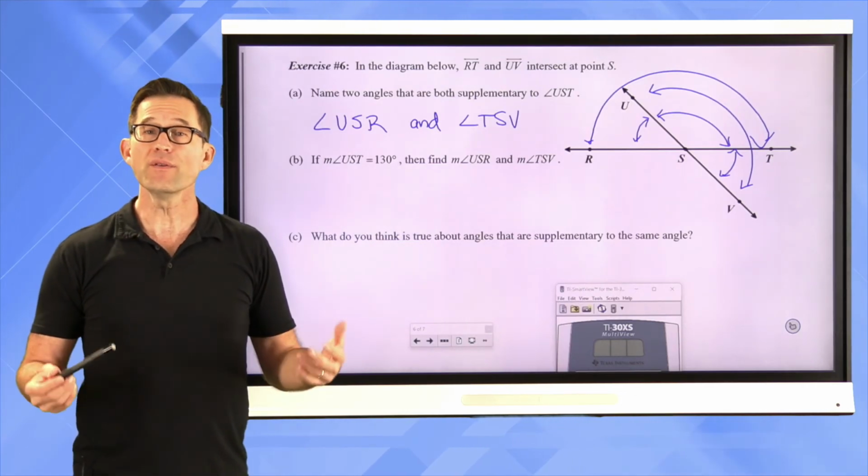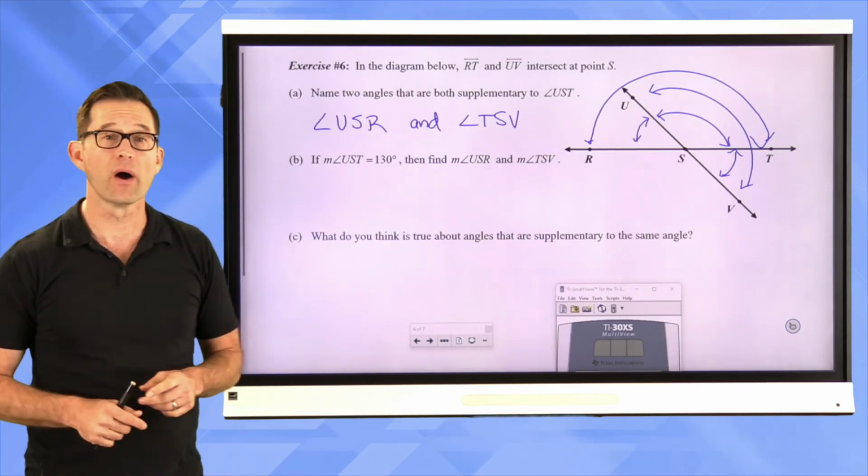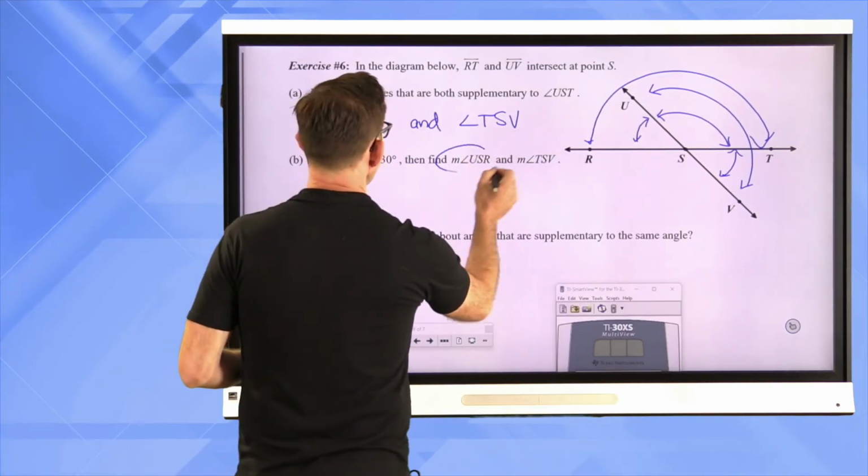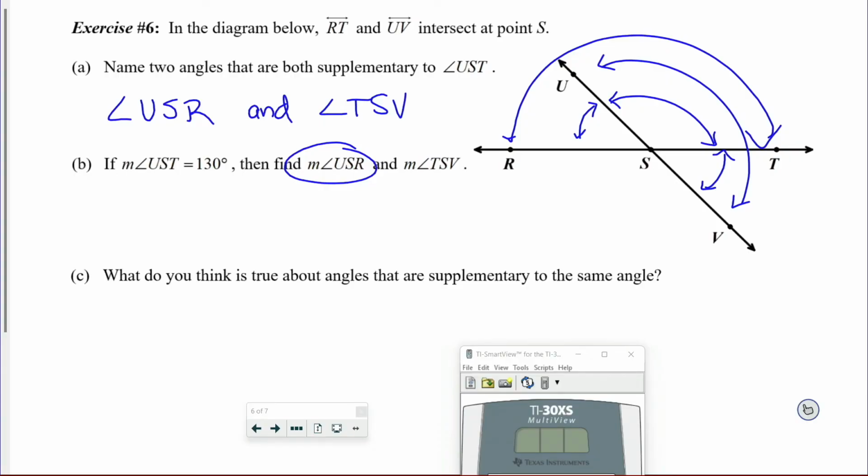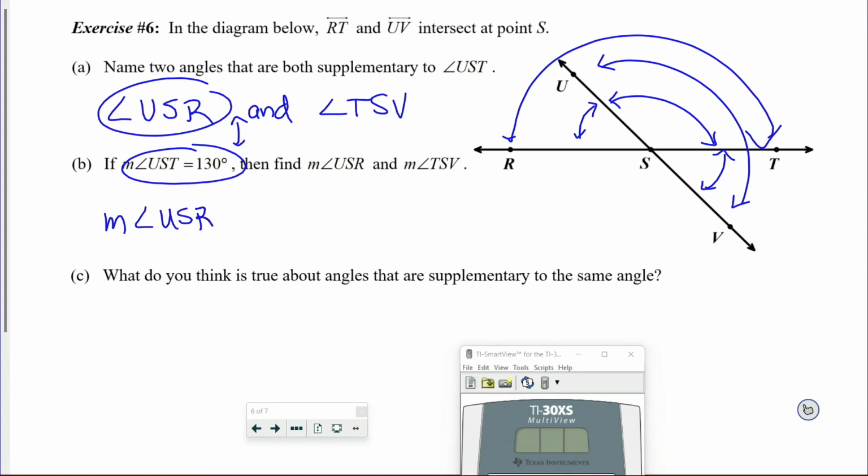All right, well, we know that 2 angles that are supplementary will add up to 180. So if I know that UST is 130 and USR and UST are supplementary, then the measure of angle USR must be 180 minus 130, which is 50 degrees. Likewise, the measure of angle TSV must also be 180 minus 130, must also be 50 degrees.